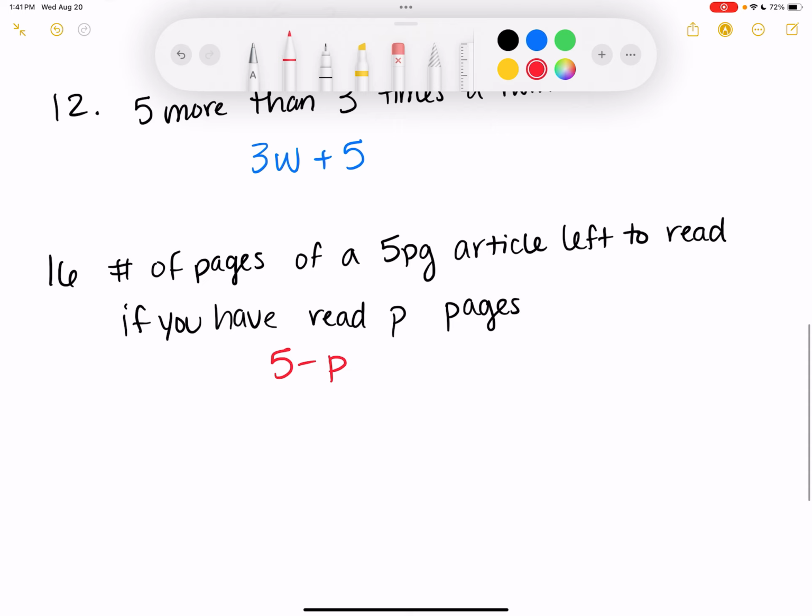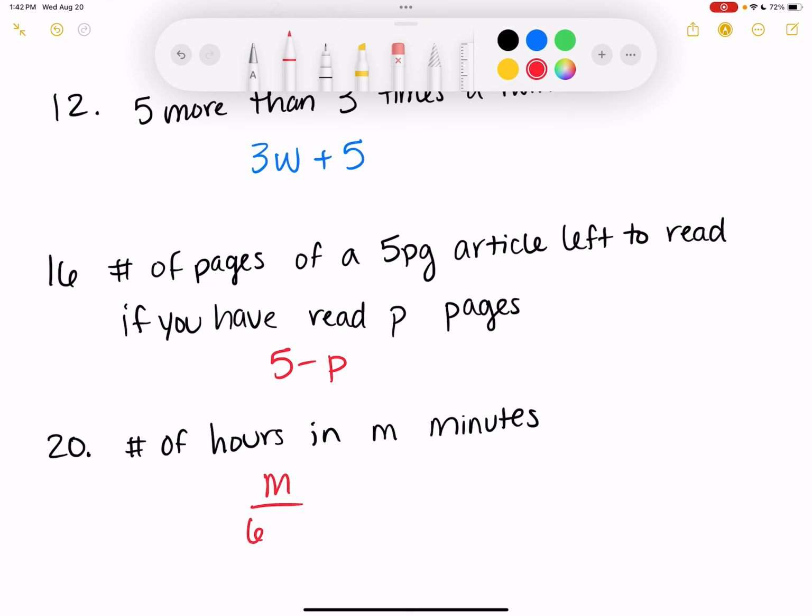Let's see if we can figure this one out. Number of hours in m minutes. Any guesses about this one? You can just say it. M over 60. M over 60, yep. Where'd you get the 60 from? There's 60 minutes in an hour. Yep, good.